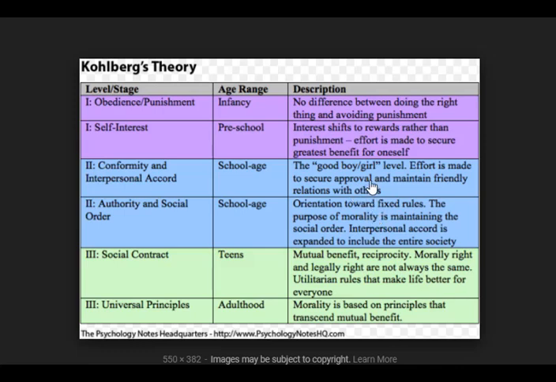School-age children can understand the good boy, good girl effort. Effort is made to secure approval. You want your parents to be proud of you, and you want to be able to conform to rules. And then finally, when you have teens and adulthood, you have this idea of the social contract, the social strata. If I behave properly and I do things that people will appreciate, I will gain more acceptance in my society. I'll gain a higher social level.